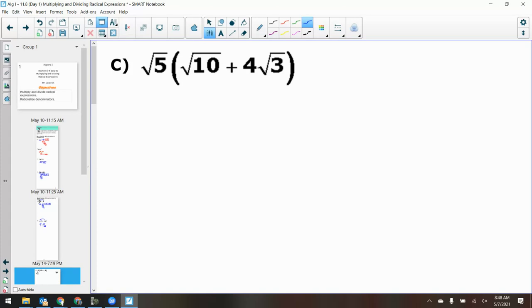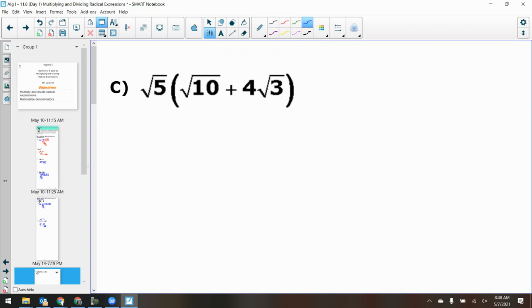All right, so I distributed the radical 5. And remember, things inside go with things inside, things outside go with things outside. So radical 5 and the radical 10 make radical 50. And then when I distribute it over here, the 4 stays on the outside, but the 5 does get multiplied by the 3. Radical 5 goes with radical 3 to get radical 15.